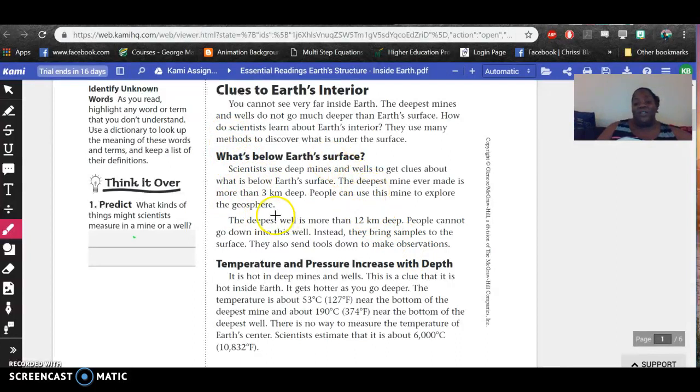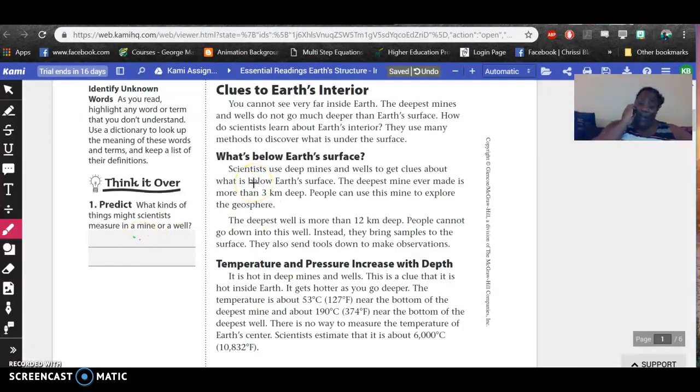People can use this mine to explore the geosphere. The deepest well is more than 12 kilometers deep. People cannot go down into this well. Instead, they bring samples to the surface. They also send tools down to make observations. Hey, we have a predict question over here. Predict what kind of things might scientists measure in a mine or a well?